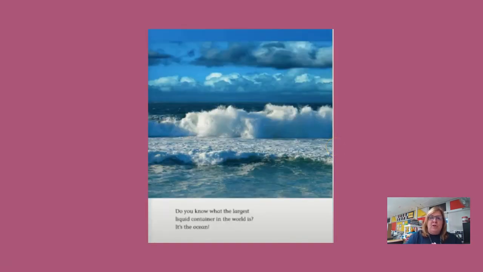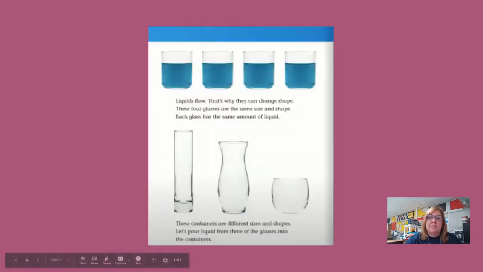Do you know what the largest liquid container in the world is? Wow, it's the ocean. I never thought of the ocean as a container, but there it is, and it's holding a liquid. Liquids flow. That's why they can change shape.